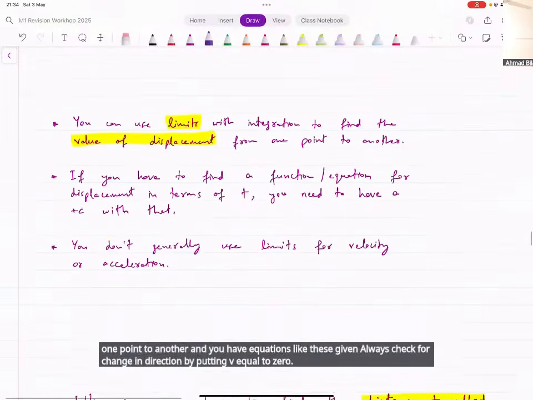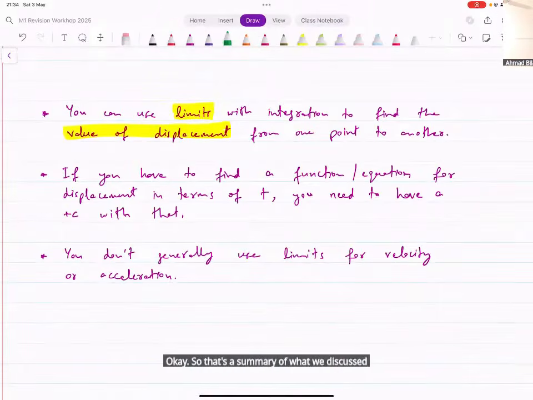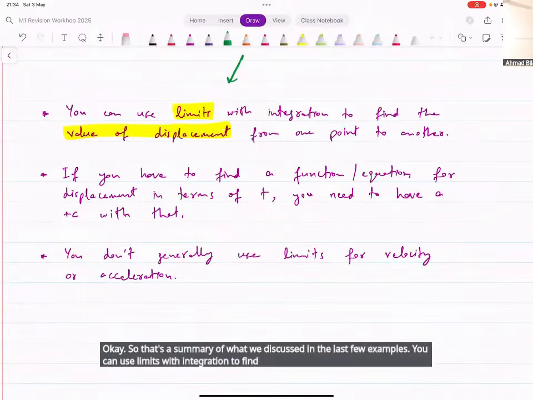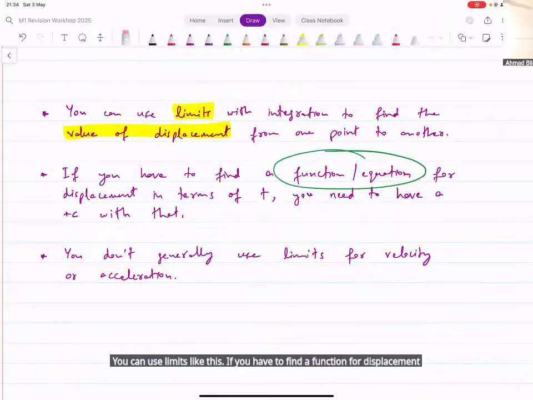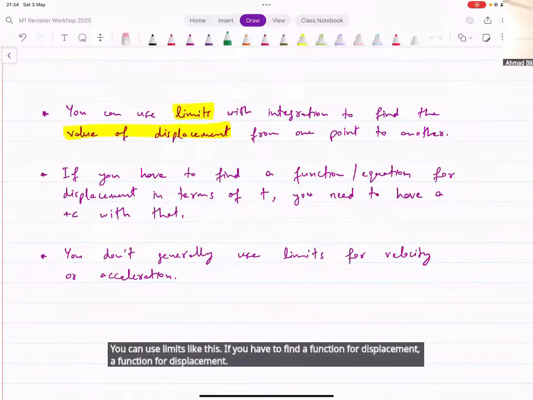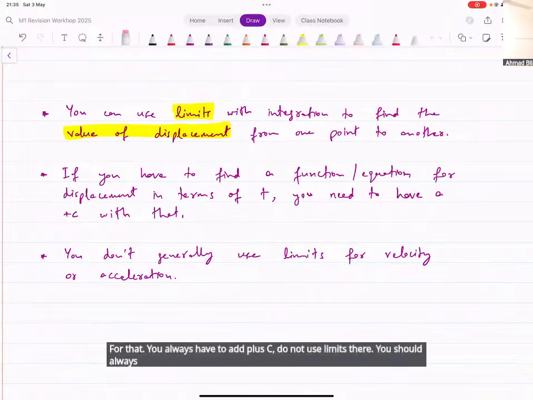Okay. So just a summary of what we discussed in the last few examples. You can use limits with integration to find value of displacement from one point to another. So when you have to find value of displacement from one time instant to another time instant, you can use limits like this. If you have to find a function for displacement, for that, you always have to add plus c. Do not use limits there. You should always have a plus c there.